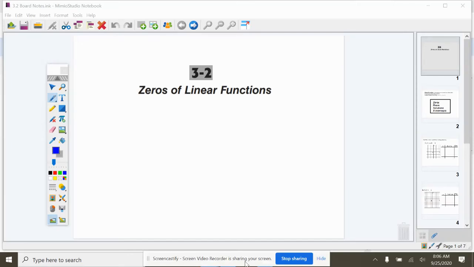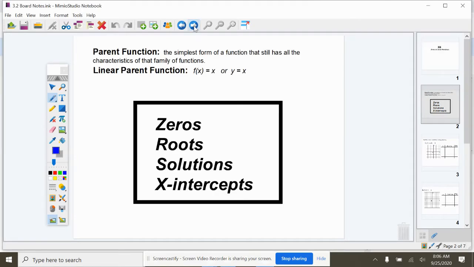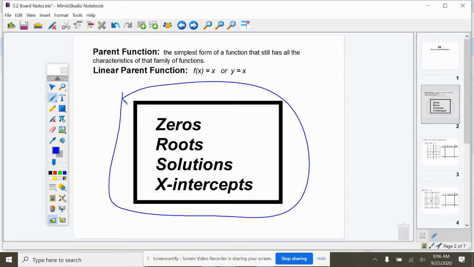Zeros of linear functions. Sounds a lot scarier than it actually is. I do need you to write some stuff down for me though. So if you would, this box right here, write this whole thing down. Zeros, roots, solutions, and x-intercepts.